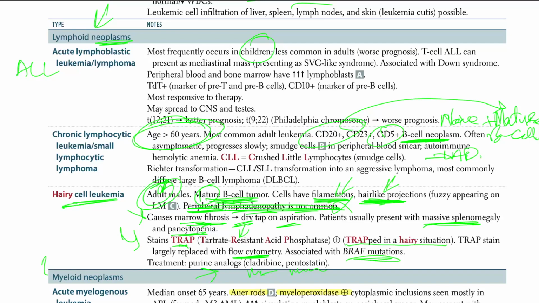Here, because of this dry tap, they have mentioned pancytopenia. Dry tap means there is no bone marrow. No marrow means no cells, leading to pancytopenia.